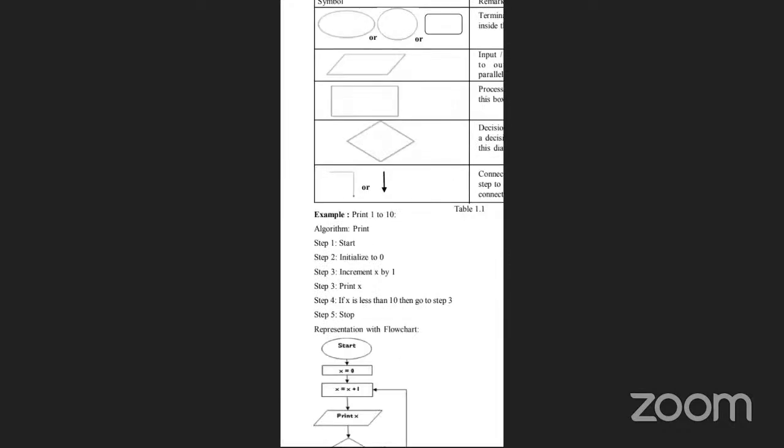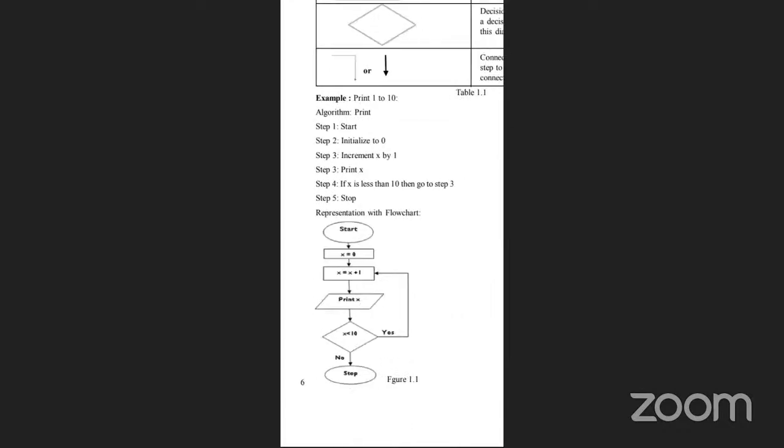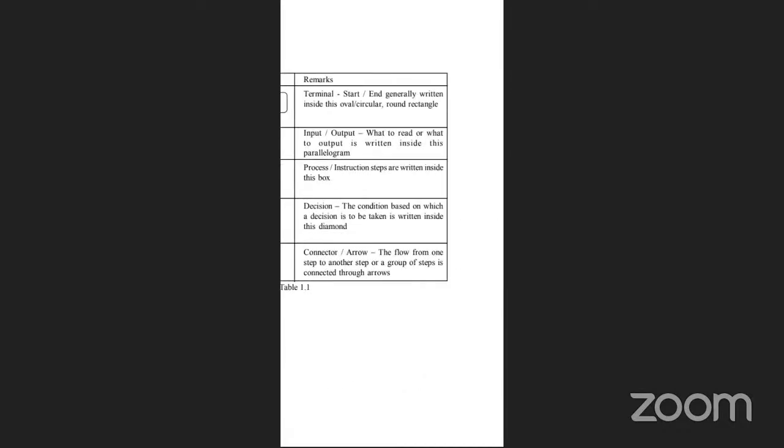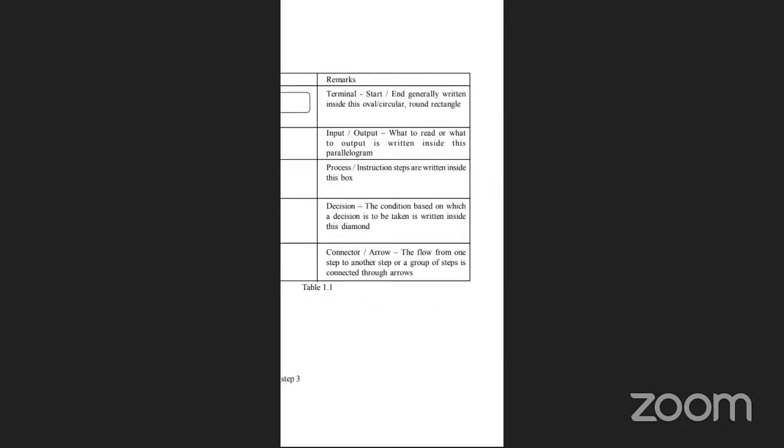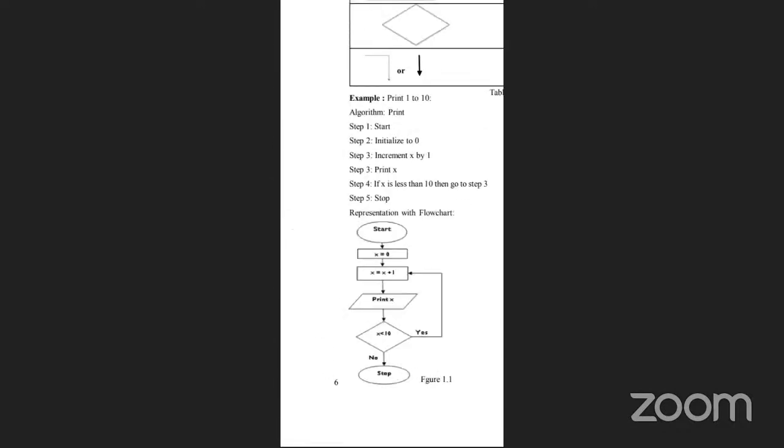Example: print 1 to 10. Algorithm: print. See this pictorial representation. The first one is start, written in an oval. Next is process, then input and output, what to read and what to output.